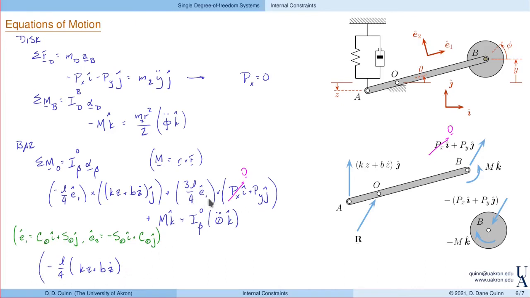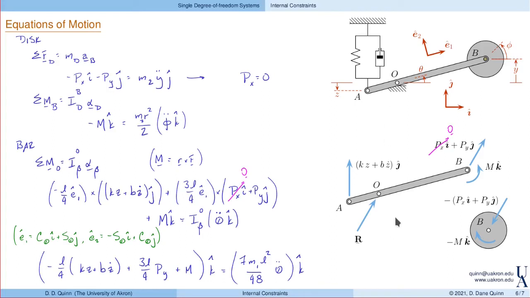Now, the next term, again, E1 cross j is going to be I cross j. So we'll have 3L over 4 times py, and then plus m, all of that in the k direction, is the moment of inertia, which we found previously was 7m1L squared over 48 times theta double dot in the k direction.